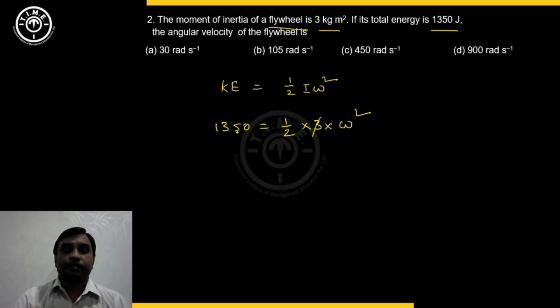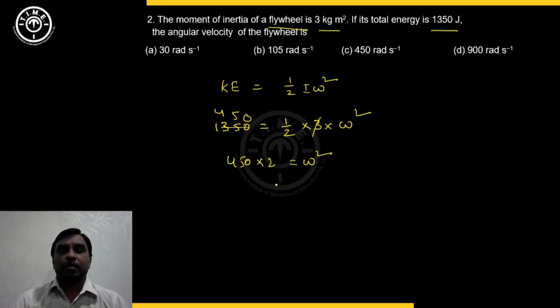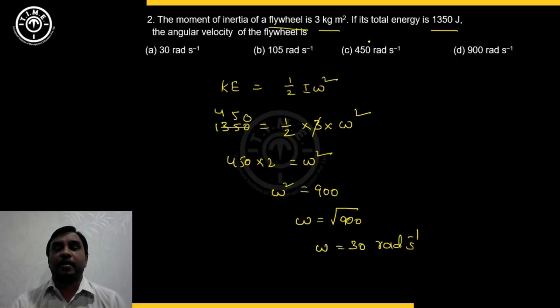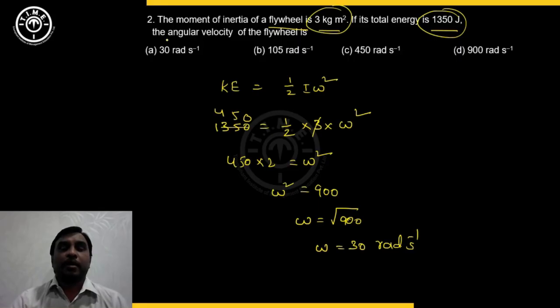3 ones are 3, 3 fours 12, 3 fives 15, and 0. 2 goes there. 450 into 2 is equal to omega square. So omega square is 900. Omega is root 900, which gives you 30 radian per second. So in this case, the moment of inertia of the flywheel is 3, the total energy is given as 1350, and the angular velocity is asked. Option A is correct. Moving to the next question.